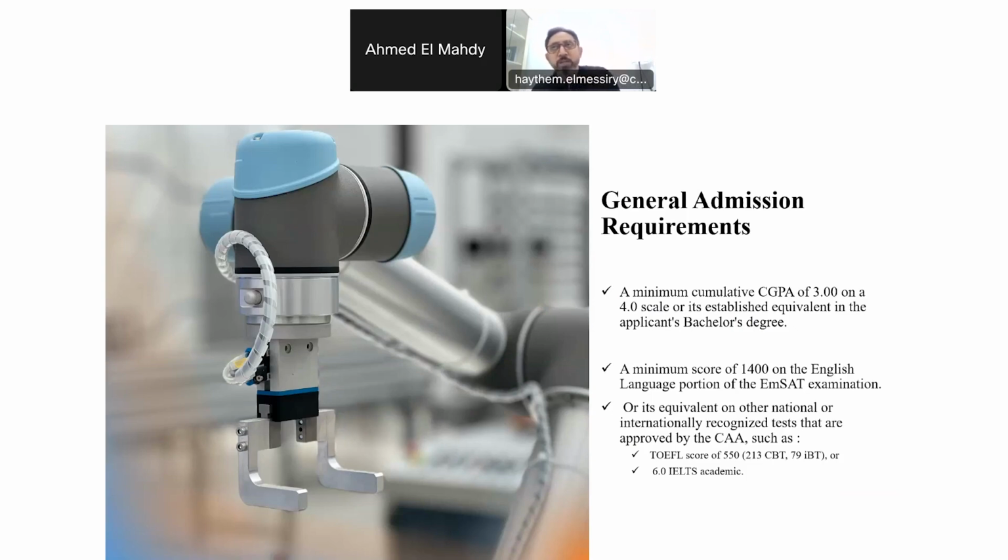So the accumulative GPA should be not less than 3. And the language proficiency, the English proficiency, should be within TOEFL 550, or IELTS 6.0, which is IELTS academic, and if he is still holding the MSAT, we can have it with 1,400 as a minimum score.